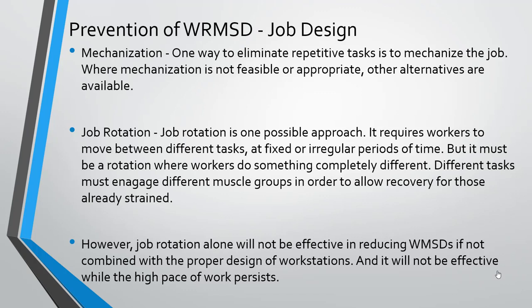For example, job rotation. It is one possible approach if mechanization is not possible. It requires workers to move between different tasks at fixed or irregular periods of time, but it must be a rotation where workers do something completely different. Different tasks must engage different muscle groups in order to allow recovery for those muscles which are already strained. However, job rotation alone will not be effective in reducing work-related musculoskeletal disorders unless it is combined with proper design of the workstations, and it will not be effective if the work rate or the repetition rate is high.